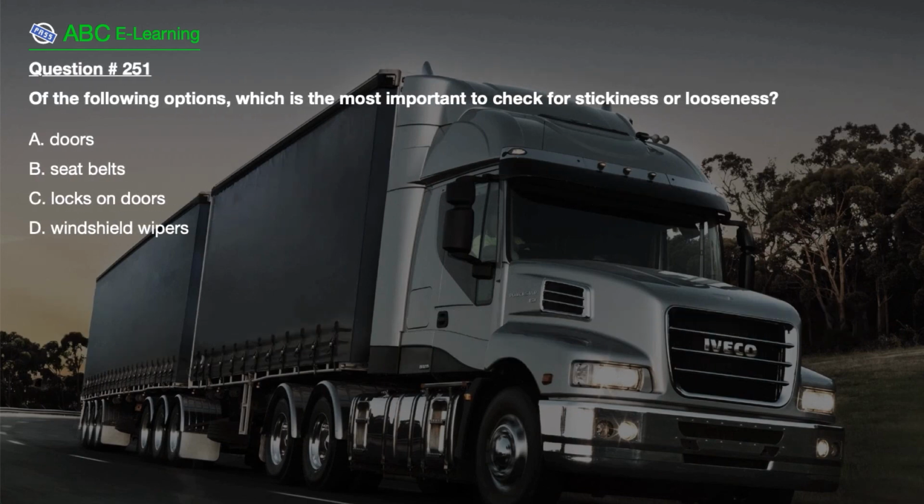Question number 251. Of the following options, which is the most important to check for stickiness or looseness? A. Doors. B. Seat belts. C. Locks on doors. D. Windshield wipers.